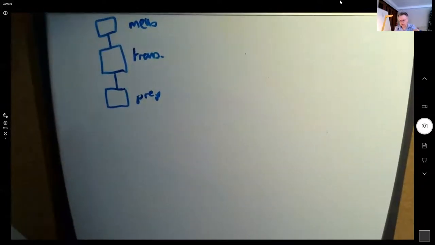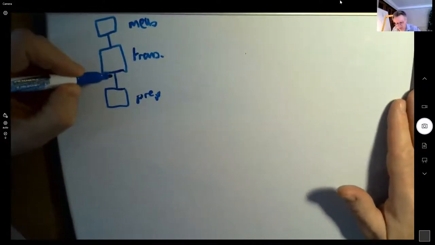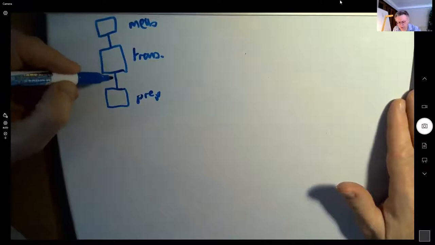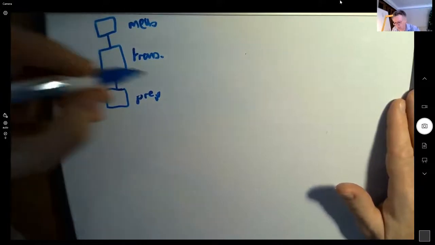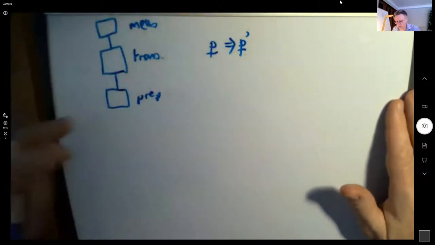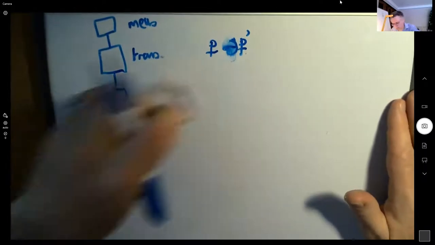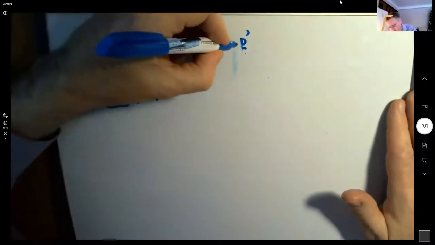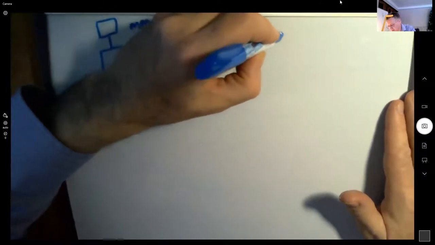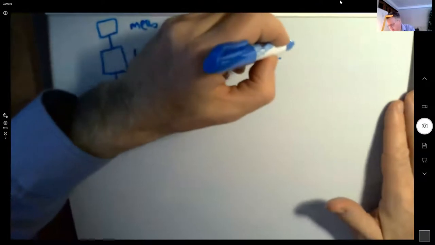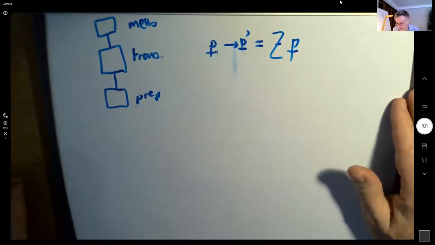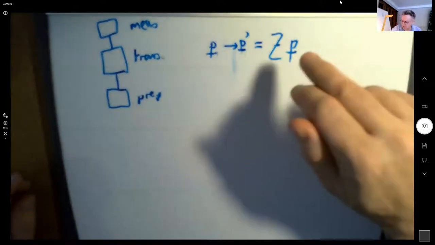Well, you can describe it in the following way. You can say, prepare a state, it comes in here. Then after the transformation, you have a new state coming out here. So there's some map on the state as it goes through this transformation box. P goes to a new state, P prime. You can show that this is just a linear map, represented by some matrix Z acting on P. So transformation effects a linear map on your state.